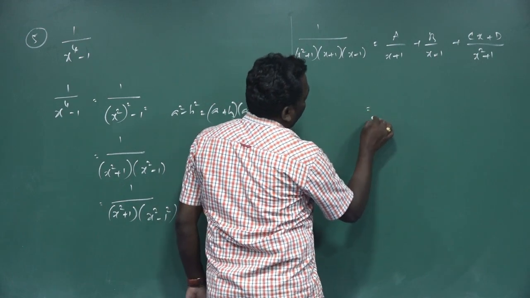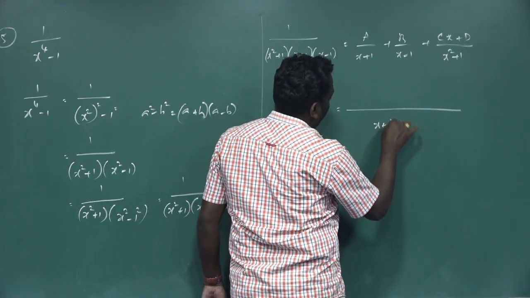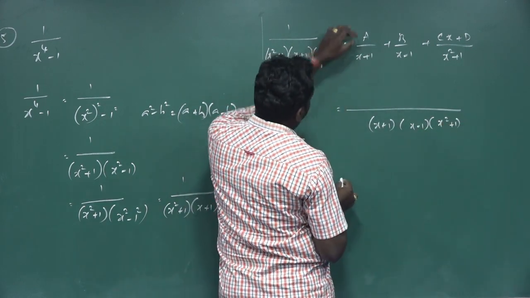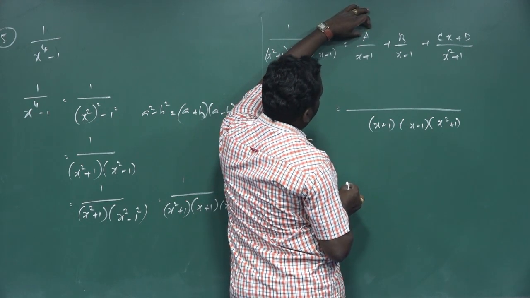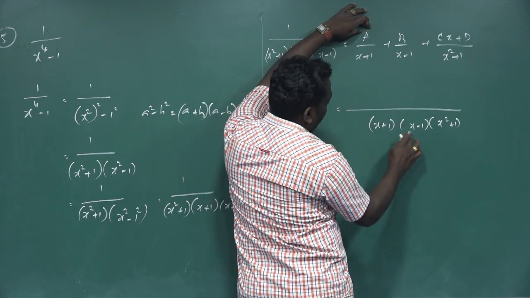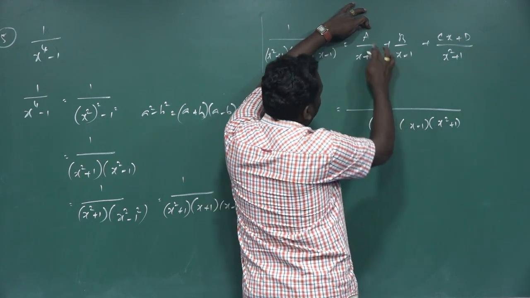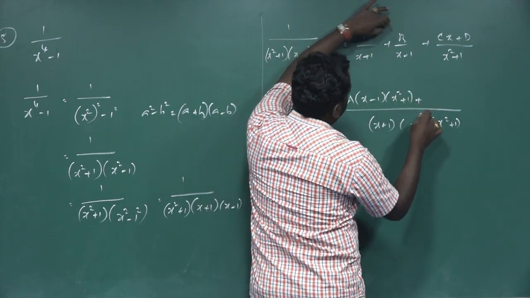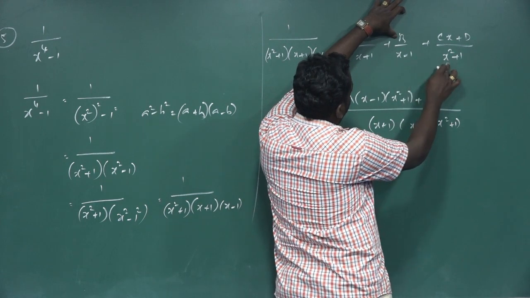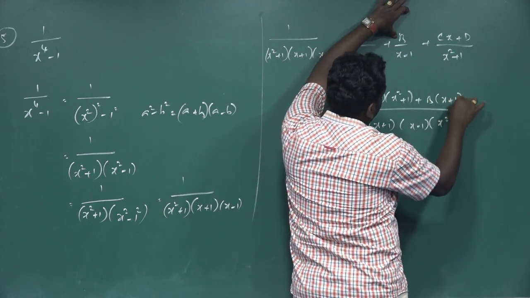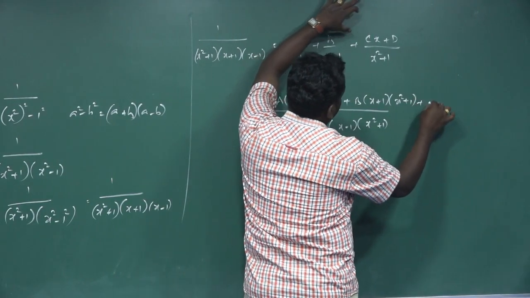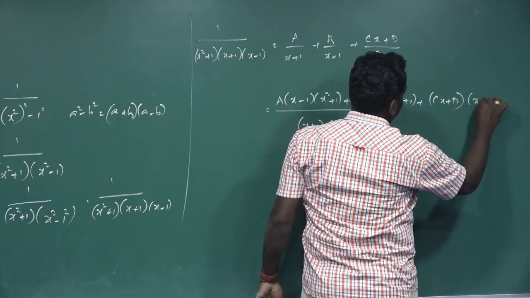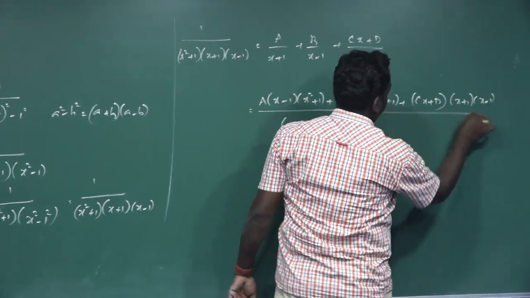Now we take the common denominator. The common denominator is equal to (x plus 1) into (x minus 1) into (x square plus 1). Now we find out the term to multiply with a. We have only one factor, x plus 1. The remaining two factors, x minus 1 and x square plus 1, we want to multiply with a. Therefore a into (x minus 1) into (x square plus 1), plus, along with the b we want to multiply these two factors, b into (x plus 1) into (x square plus 1), plus (cx plus d) multiplied with these two factors, (x plus 1) into (x minus 1).